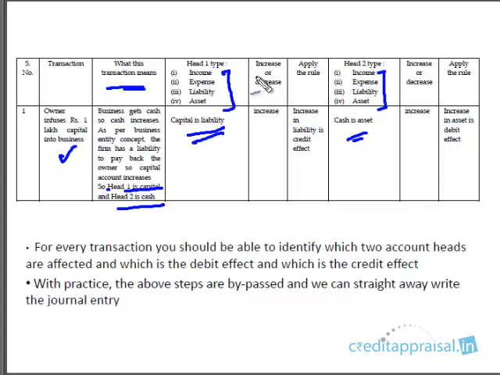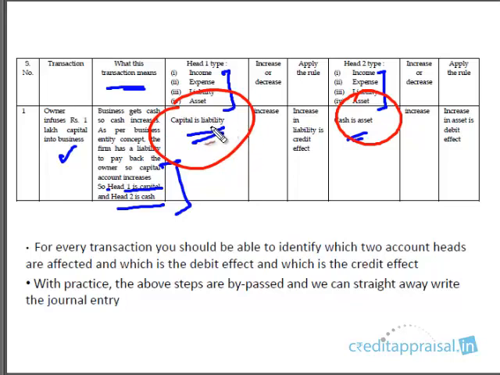So the thing you have to do is, once you identify which are the 2 heads that are affected by a transaction, we then classify it into the 2 particular heads. So capital is a liability and cash is an asset. And then we refer to the previous table, right? Remember that eight rows table where we said if it is an increase in income, it will have a credit effect. If it's a decrease in income, it will have a debit effect. So totally 8 rows we have discussed. Then we will see what is happening here.